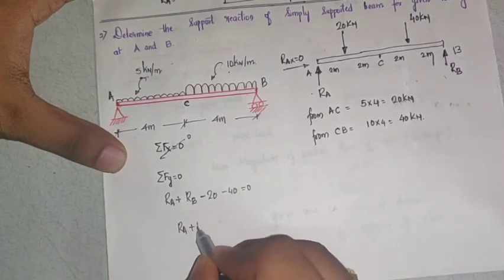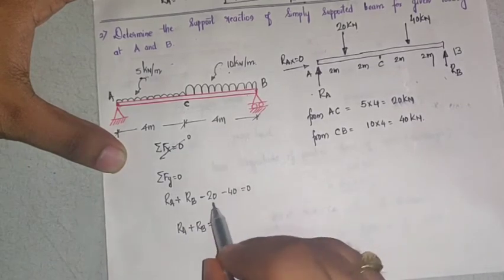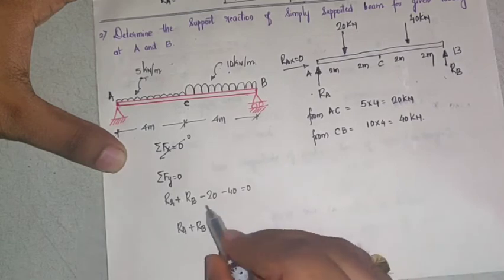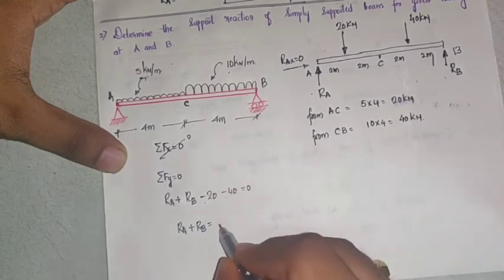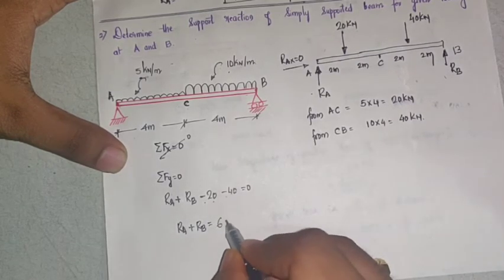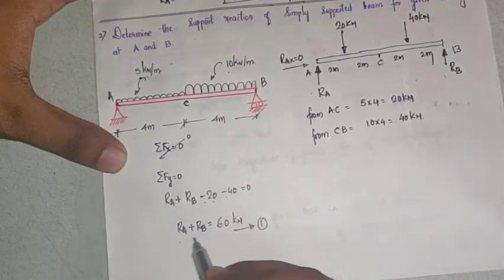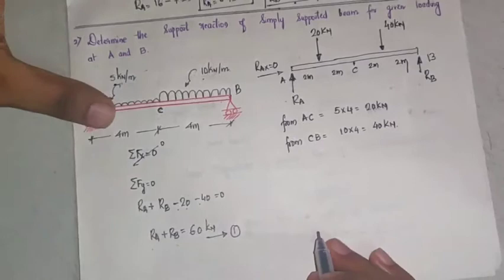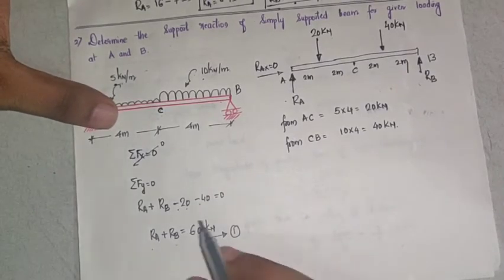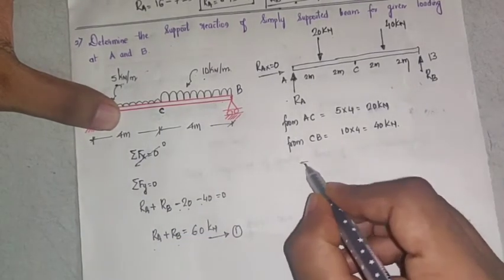Then Ra plus Rb is equal to what? I'll take these two forces on the other side. So minus minus goes on the other side, becomes plus. So 20 plus 40 is 60 kilonewton. I'll mark this as equation 1. Since there are two unknowns and this couldn't be worked out with 2 conditions of equilibrium, I'll go with the third.